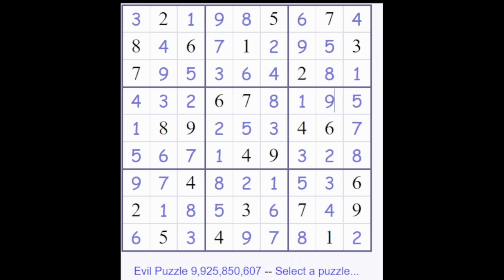I hope you enjoyed this puzzle. I really anticipated having to use pencil marks because it is an evil puzzle. But as you can see, with a little bit of brain work, we can solve it quite easily.